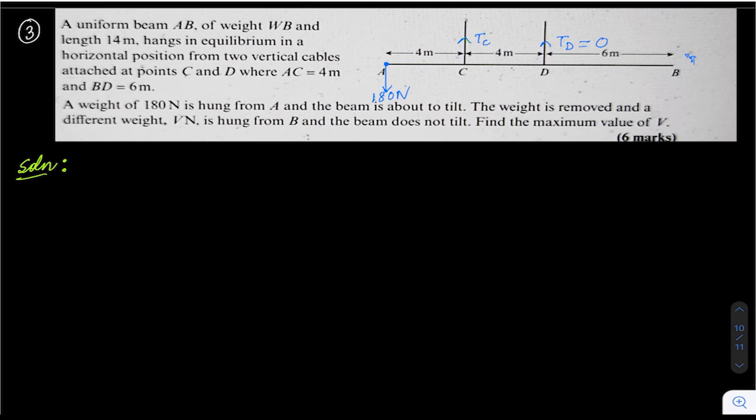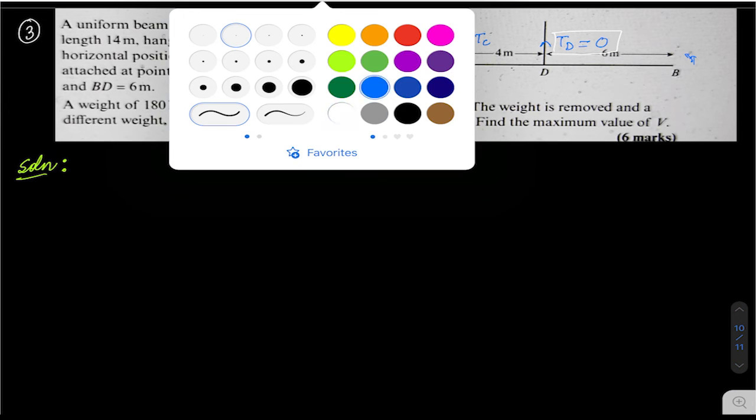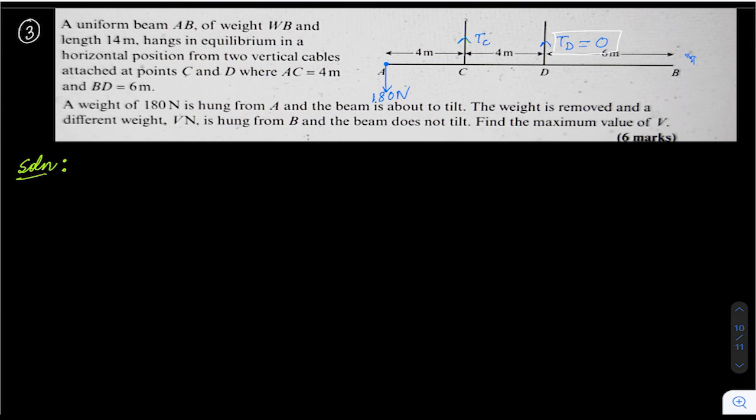Okay. Now initially it was in equilibrium. When weight is hung, it is about to tilt. So we have taken that reaction at D will be 0. Now we don't know the weight, but it's a uniform beam. When it's a uniform beam, we can say that its center of mass will be exactly at center.